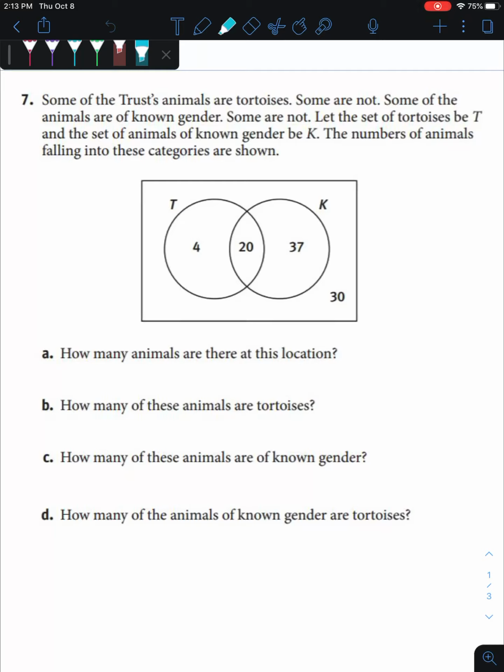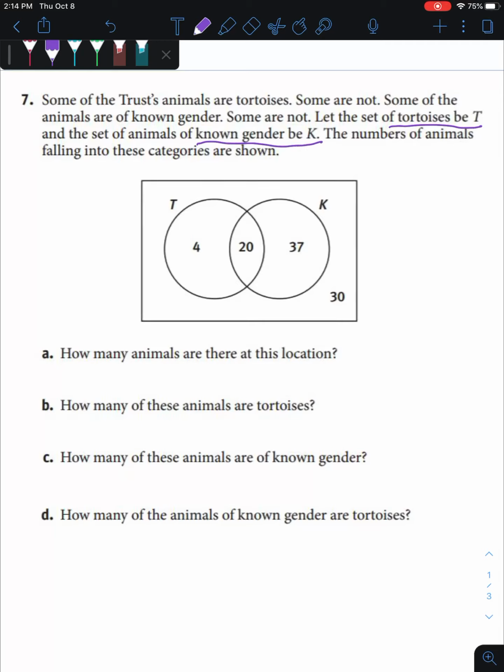Alright, so some of the animals are tortoises, some are not. Some of the animals are of known gender, some are not. Let the set of tortoises be T and the set of animals of known gender be K. The numbers of animals falling into these categories are shown. So tortoises is T and known genders is K.